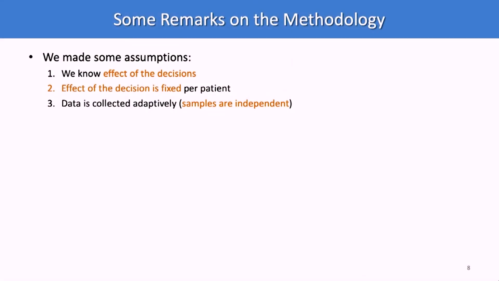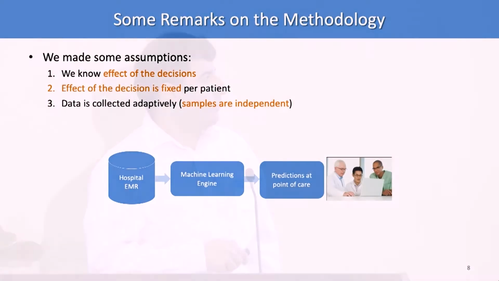And then the third one is that data is collected adaptively. And this is something that is becoming more of a problem. From a math perspective, we say the samples are actually not independent. Let me elaborate a little bit on this. So we have hospital electronic medical records.